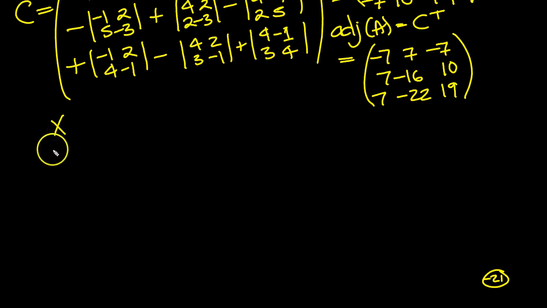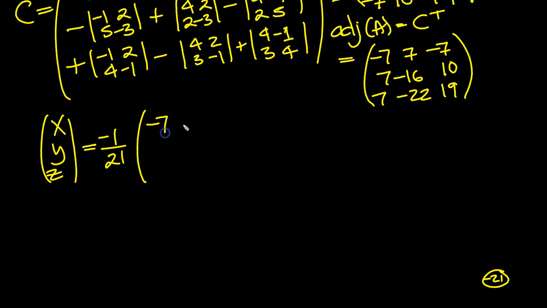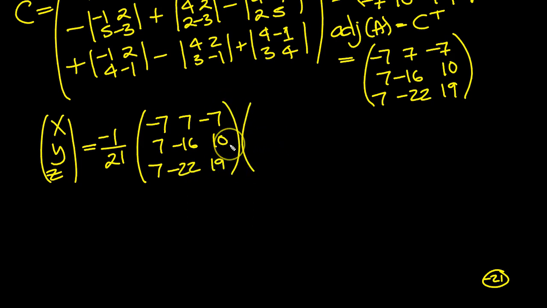So what have we got then? x, y, z is equal to 1 over the determinant, which is minus 21, so put the minus at the top. The adjoint here, put that down here: 7, minus 16, 10, and 7, minus 22, and 19. Multiplied by the matrix we had on the right hand side: 4, minus 14, minus 21. I'll put that down for you here. Minus 21. There we go. Let's work out what we get then. Minus 1 over 21.